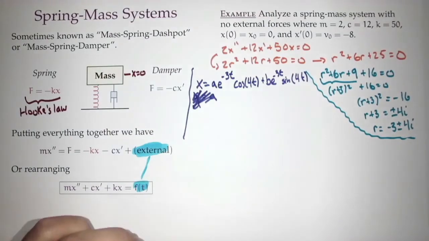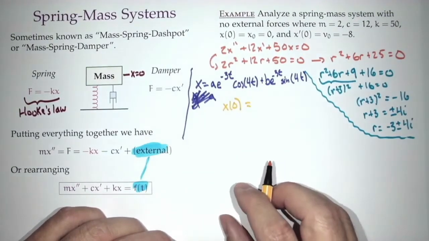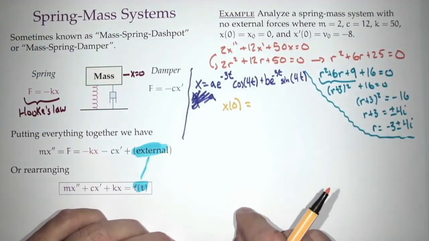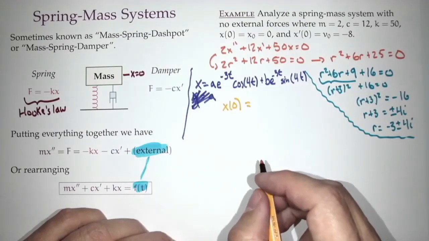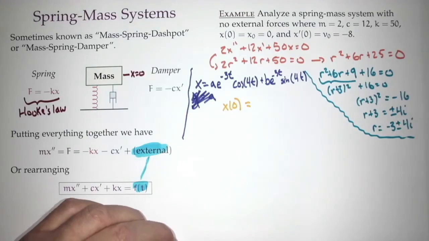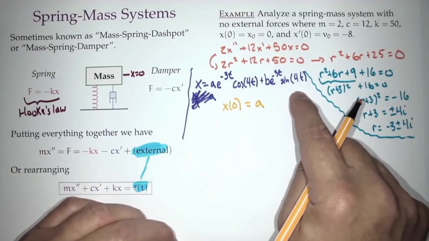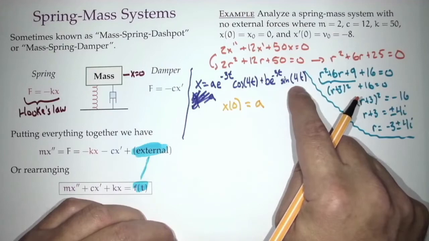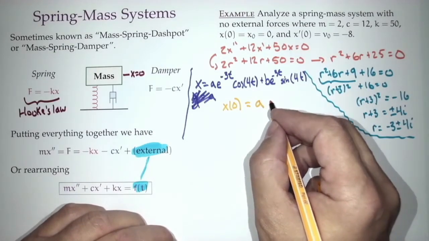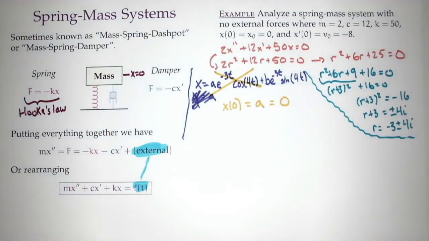Okay, when we plug in x of 0, what do we get? So we're plugging in t equals 0. What do we get? A. Oh, yeah, it's A. What about the B? There is no B, because we're going to get 0. Now, what do we know about x at 0? It's 0. That piece goes away. It's gone. Pow!